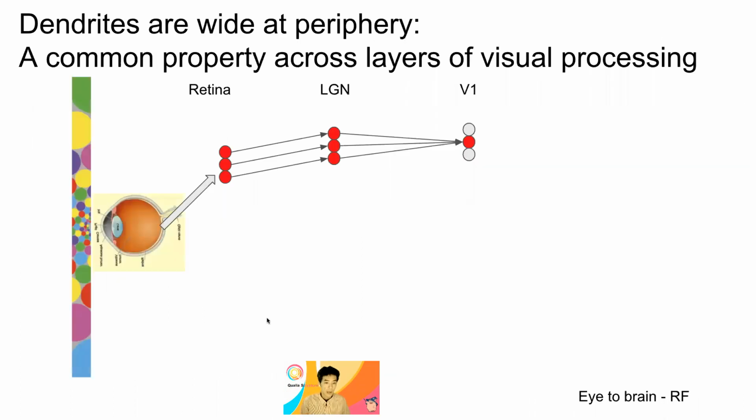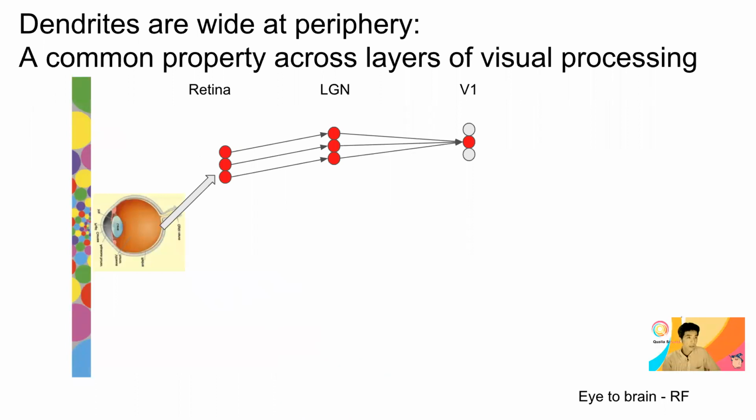Okay. And then the next important thing is that the dendrites are wide at the periphery, but this is not limited to the level of the retina. Okay, it's a common property across layers of the visual processing that I'm going to explain later in this lecture video. So if this is the eye, and I'm looking at this particular visual stimulus that magnifies across the visual field, let's imagine what happens using this schema.